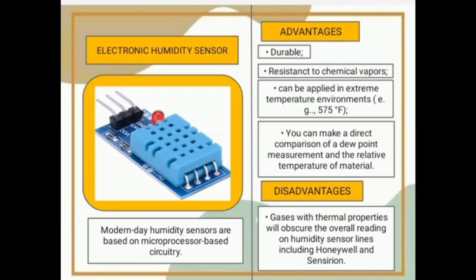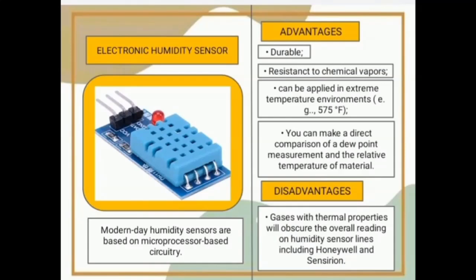So, modern day humidity sensors are based on microprocessor-based circuitry. For example, the dew point humidity sensor is stable and can be used over a long period of time. The dew point here is defined as the temperature state which allows the air moisture to saturate as vapor.